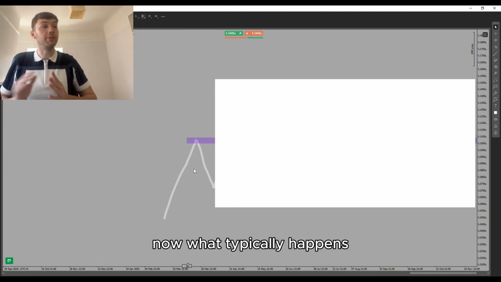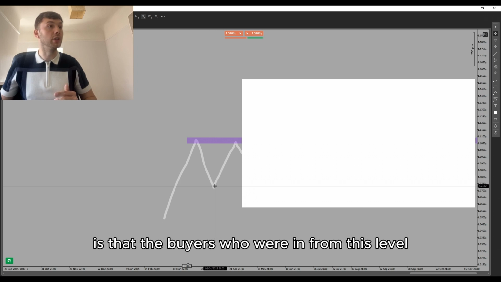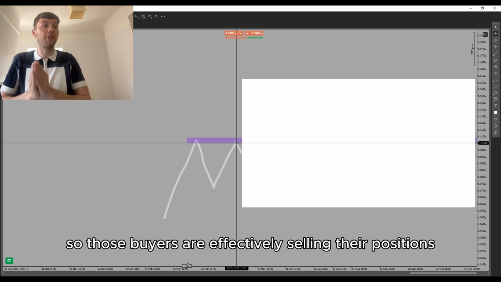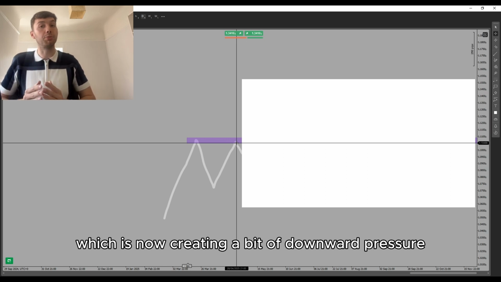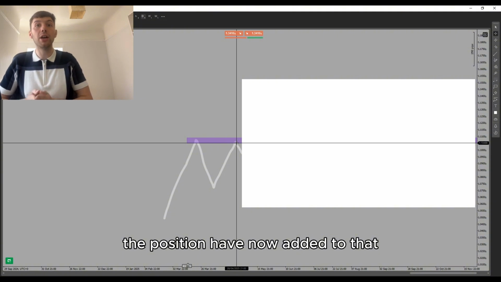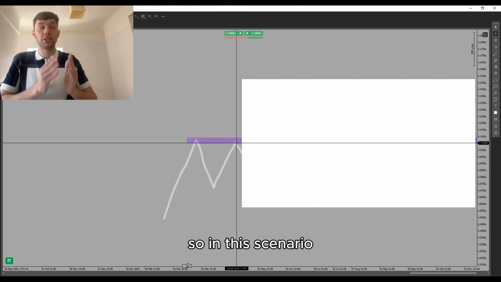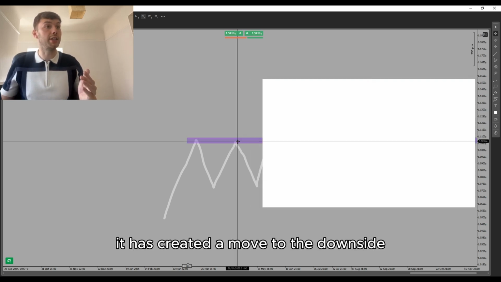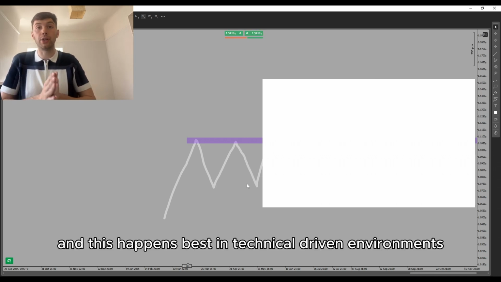Now, what typically happens when we get back to this area of resistance is that the buyers who are in from this level are now cashing their positions at the resistance. So those buyers are effectively selling their positions, which is now creating a bit of downward pressure. And on top of that, the people who are now short selling the position have now added to that outweighing of the buyers to sellers. So in this scenario, there are now more sellers than buyers, and what that has done, it has created a move to the downside. And this happens best in technical driven environments.